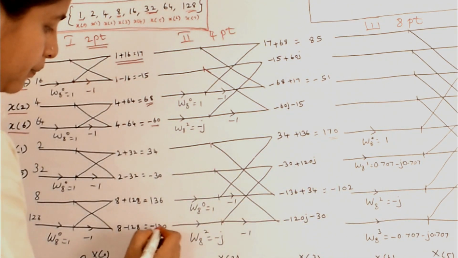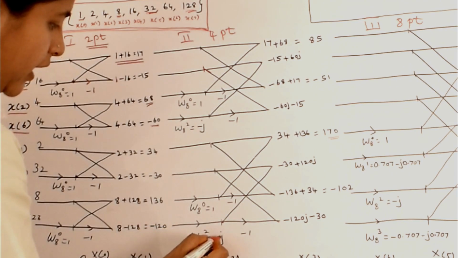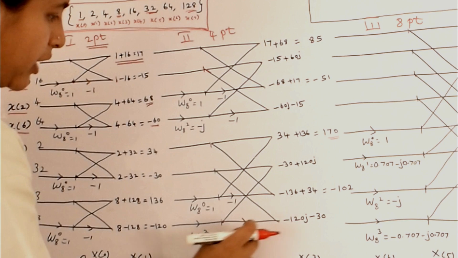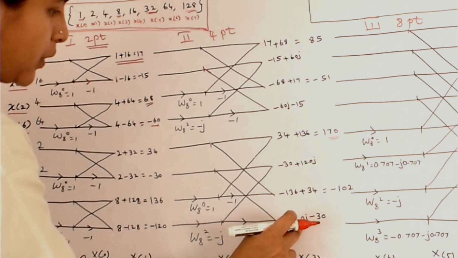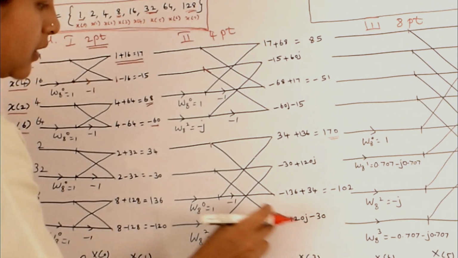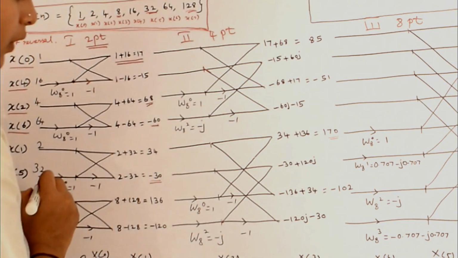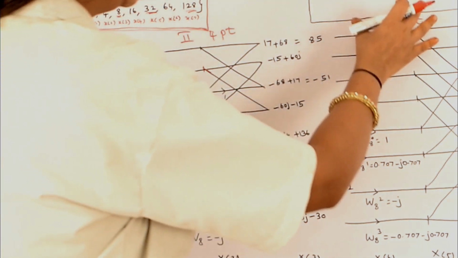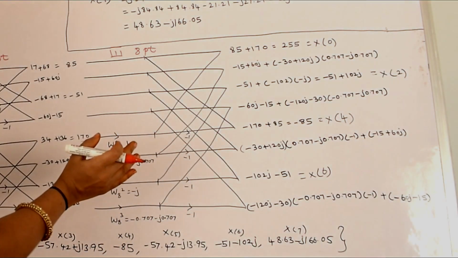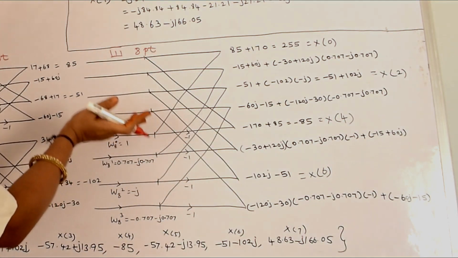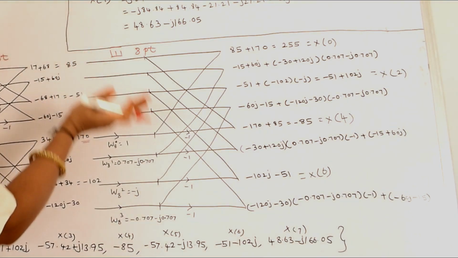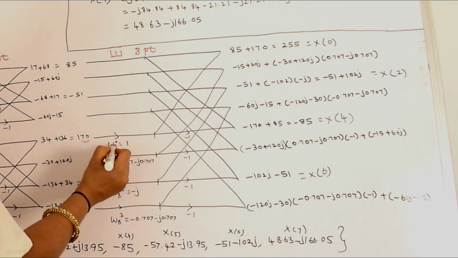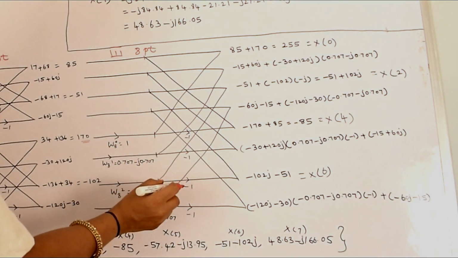The next one, minus 120 into minus j into minus 1. So minus into minus is plus, plus into minus is minus. So you will be getting minus 120j minus 30. Okay, this is your second stage. And the third stage is 8-point DFT. In 8-point DFT, we are segregating the sequence into two halves. In the second half, you will be having the twiddle factor along with the minus 1 value.